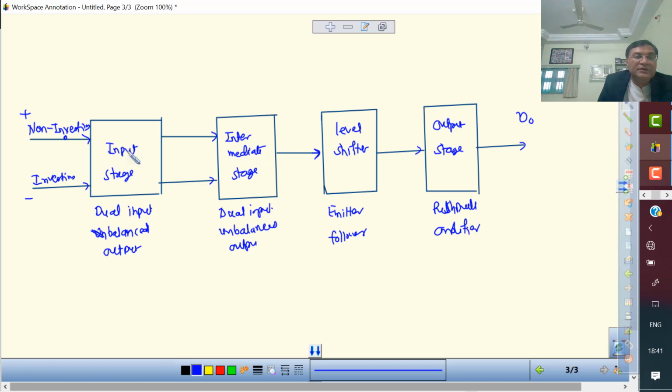So here we get some gain. The remaining gain we get here. Here level shifting will happen, and here the output resistance will be reduced. So this is the block diagram for op-amp. This is block diagram of op-amp.